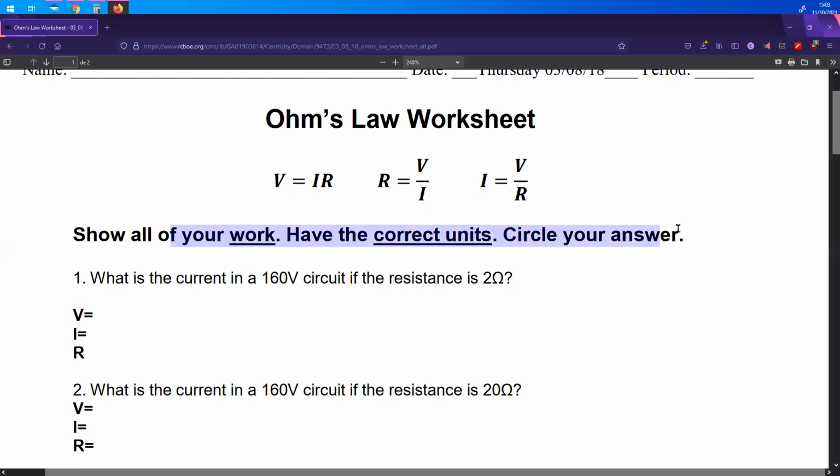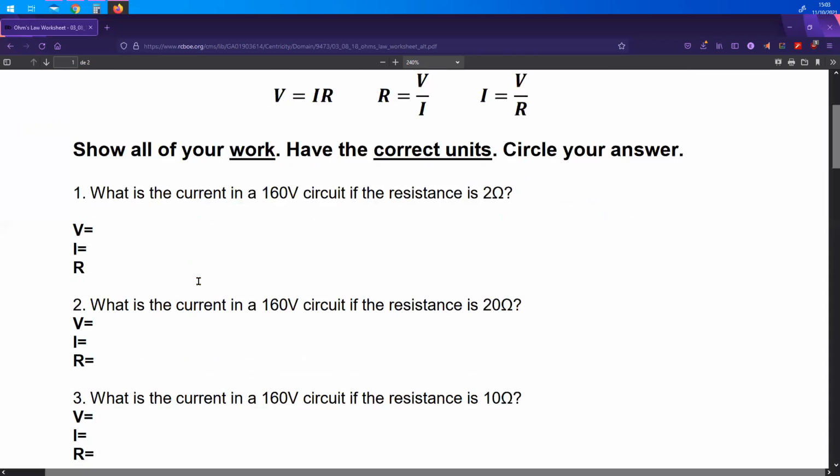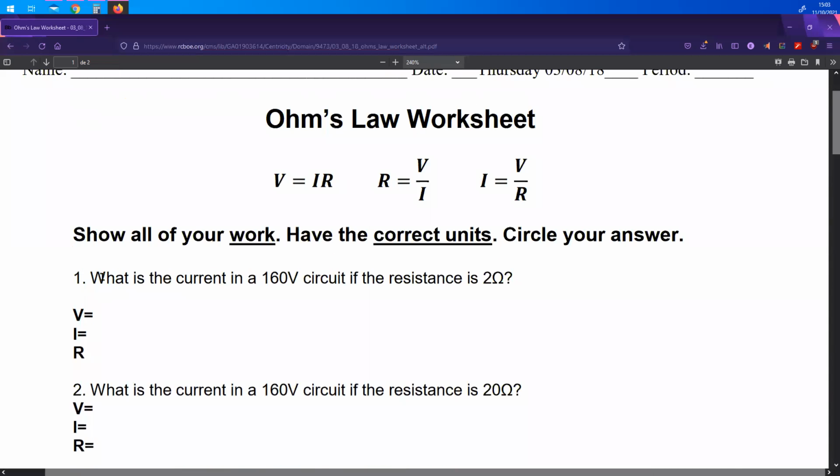Show all your work, have the correct units, and circle your answer. For the first one: what is the current in a 160 volt circuit if the resistance is 2 ohms?